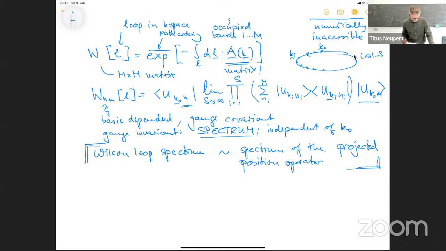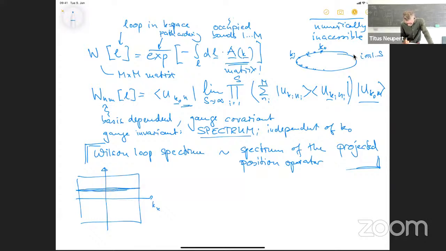Okay, so let's talk about this projected position operator. What is that? The position operator, and for that we look at a specific path. Let's do the following: we have one momentum, kx, and I will look at the path that goes parallel to this kx, a straight line, so that the remaining momenta, vector k, are still good quantum numbers. So I can label the path by these vector k quantum numbers.